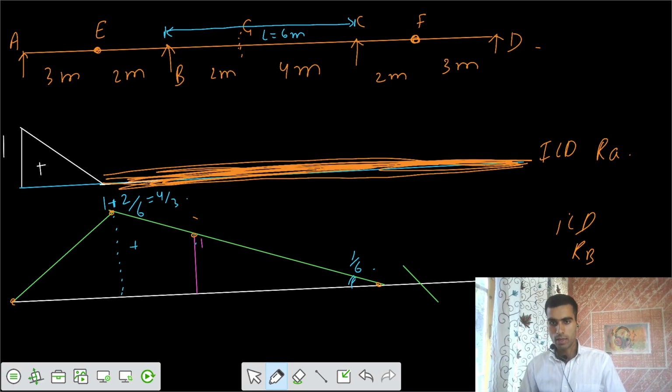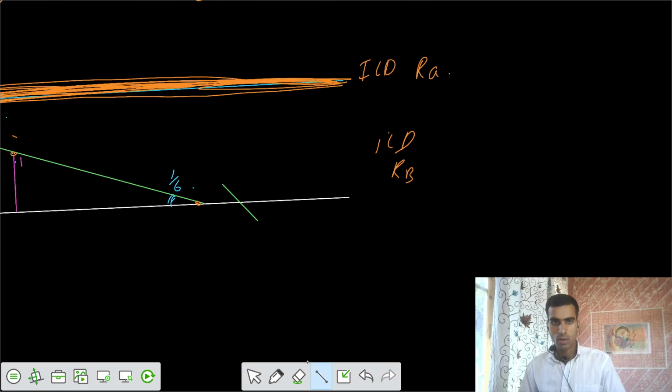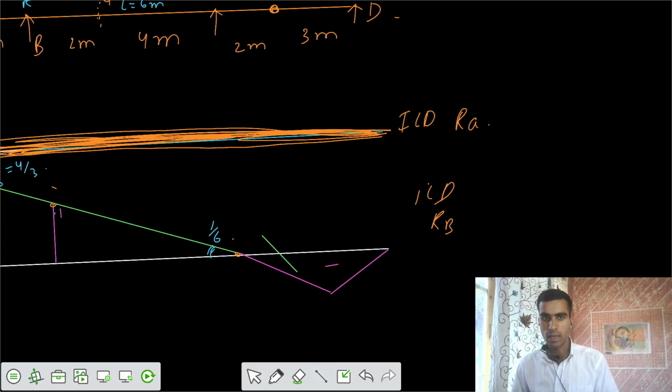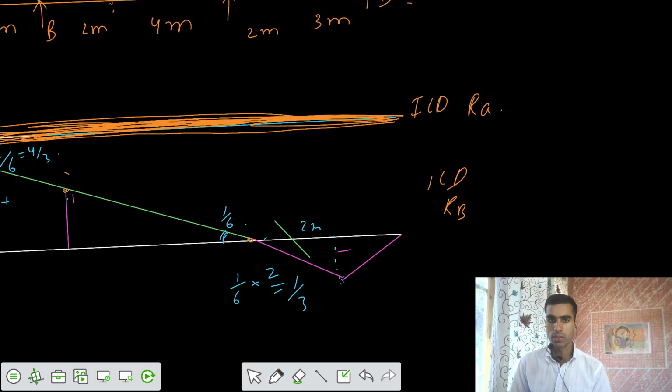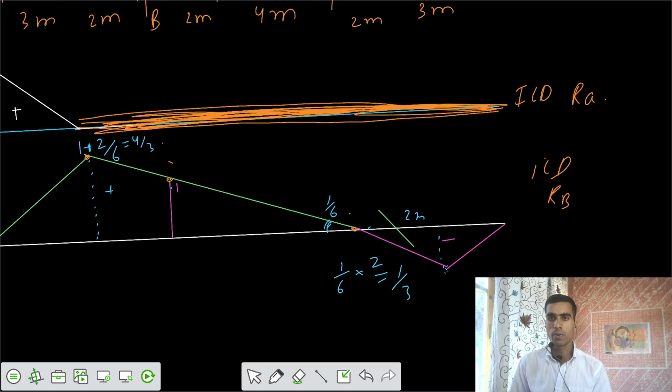So let's go for that one also. I would say the profile after that would be in this fashion. This should be the profile that is negative, and we can say what is the ordinate here. I would say the ordinate here would be equal to your slope of 1 by 6 and length of 2 meters. So 2 by 6, that's 1 by 3 ordinate. So this was your ILD for reaction at B.